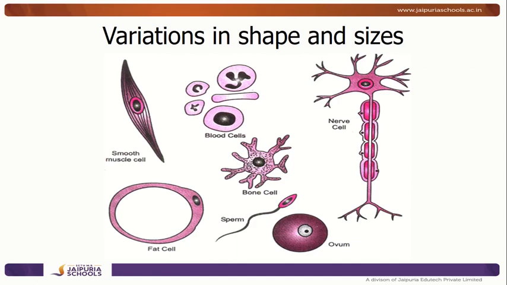So they have different shapes and sizes. As we can see in this picture, nerve cells have quite different shape and size from the muscle cells, while the blood cells have quite different structure from the bone cell. So let's try to understand this concept in detail with the help of a short video.